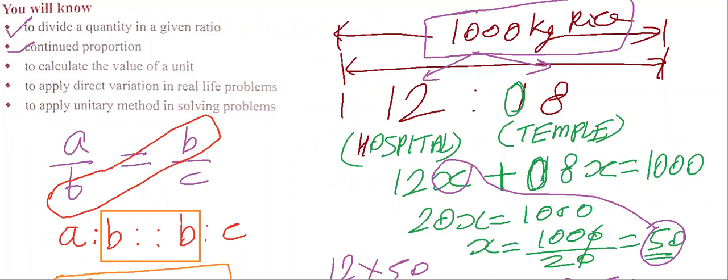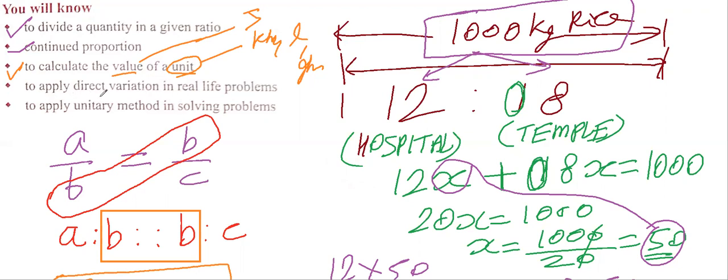Now the next point is to calculate value as a unit. Here value means some number, say 5 or something, and unit means some unit, it can be kilometer, liter, gram, something. This we will study in the solved examples, and also in some questions given in the exercise.